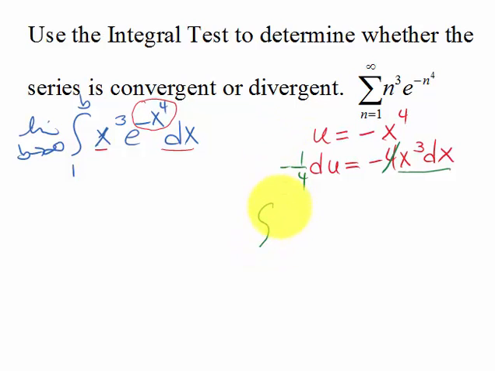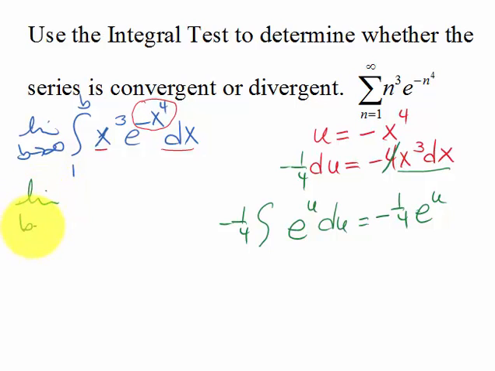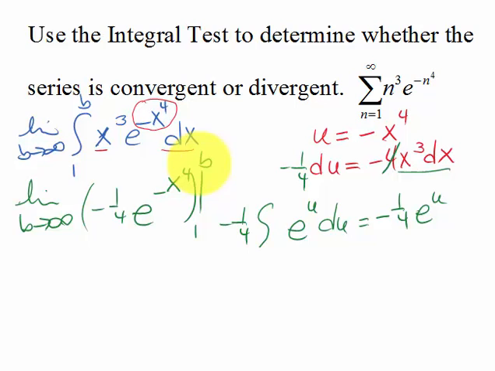So we're going to have the integral of, on my e part, e to the u, and then my x cubed dx is going to be negative 1/4 du. So here's my du, and we'll put the negative 1/4 out in front. So this is going to be negative 1/4 e to the u. So now let's go back and put it back in terms of x. So we have the limit as b goes to infinity of negative 1/4 e to the negative x to the fourth. We're going to evaluate that from 1 to b.